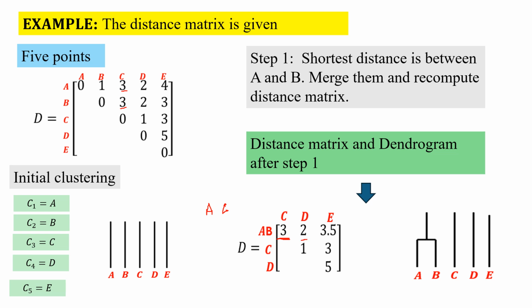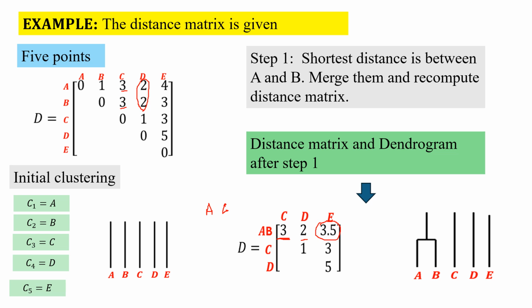Similarly, from AB to D, A to D is 2 and B to D is 2. Both these values are 2, so we again get an average of 2. However, in the case of AB to E, A to E is 4 and B to E is 3, so we get an average value of 3.5. This is how the distances are computed, as also seen in the example in the previous slide.